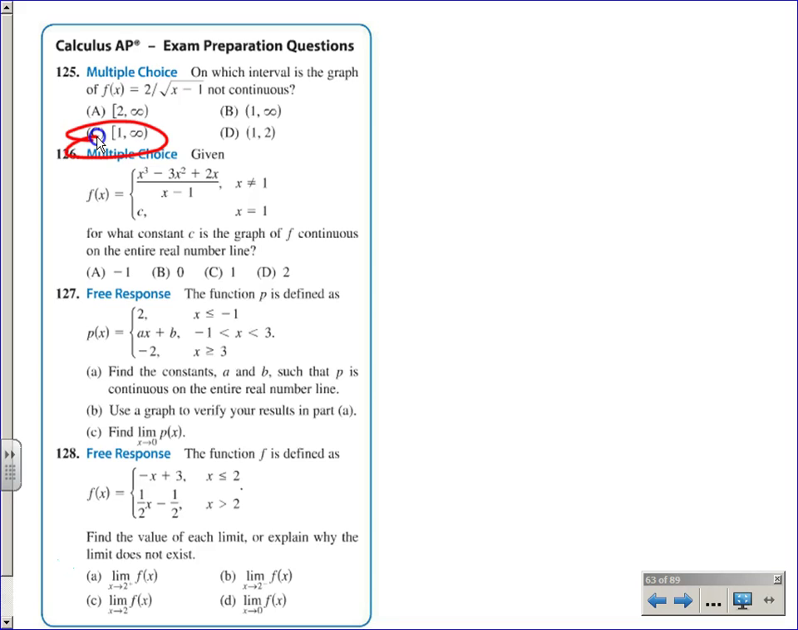Second one, for which constant c is the graph continuous? How can we make this continuous? What do we need to happen? Okay, we need both approaches to agree, and we need the approach. What's that called? Starts with an L and ends with a T: limit. Okay, we need the limit to agree with what? I think someone might have said it, and I didn't hear. The 3 conditions for continuous.